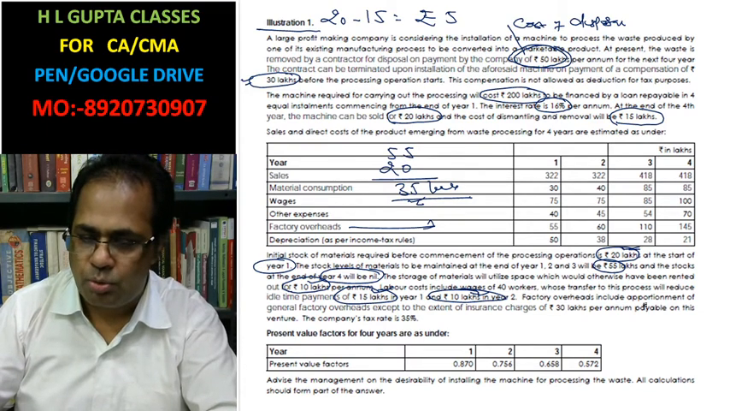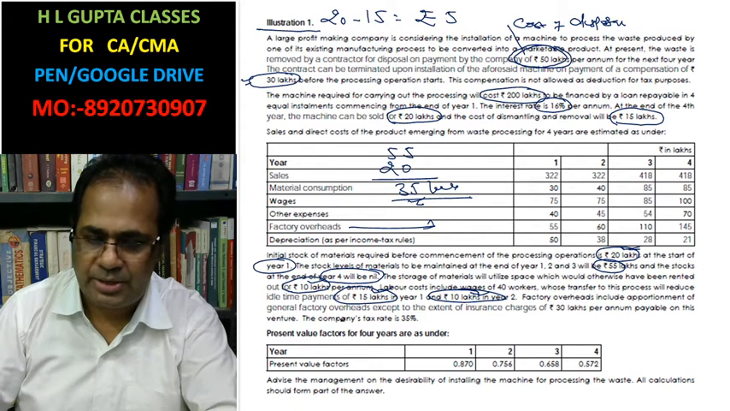Factory overhead includes apportionment of the general factory overheads.